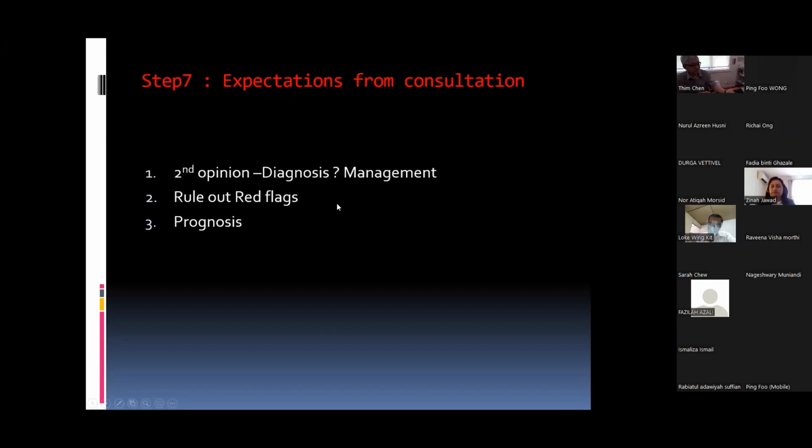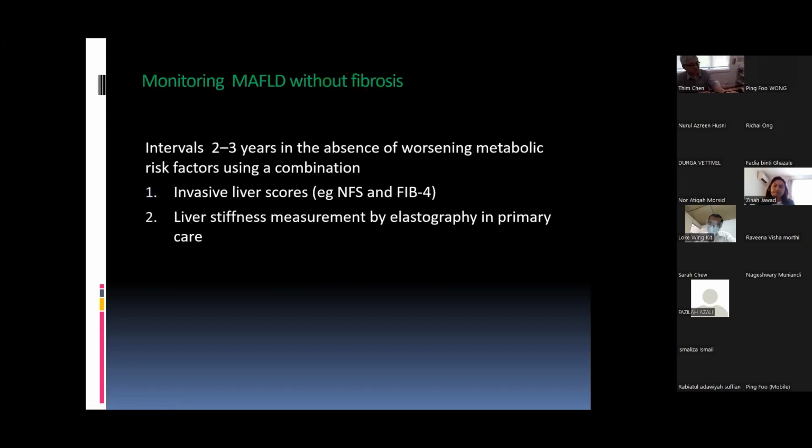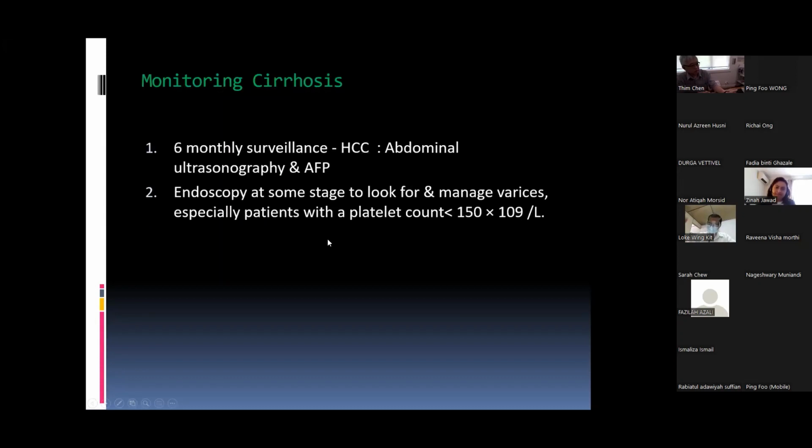So basically, the management part, and then rule out the red flags and also the prognosis as well. So these are how you monitor. This can come up in the exam as well: how you monitor the patient without fibrosis. After FIB4, what do you do? If without fibrosis, how frequently do you do it? And monitoring the cirrhosis in Australia is 6 monthly, with HCC surveillance as well.